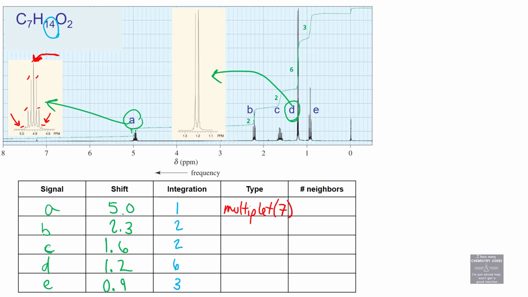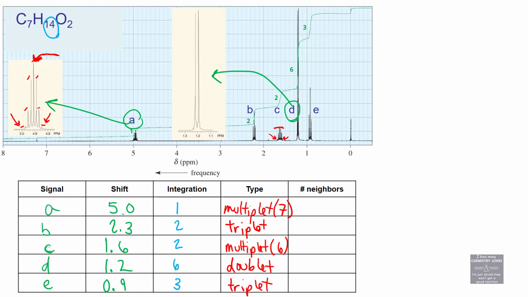So B looks like a triplet to me. C is a little bit difficult to see, but it looks like these 2 are even. And I think that I see little shoulders out there, so I'm going to say a multiplet of 6. D, that's a doublet. E, that's another triplet.